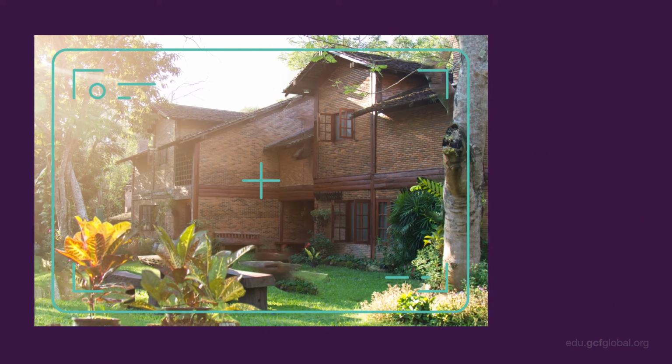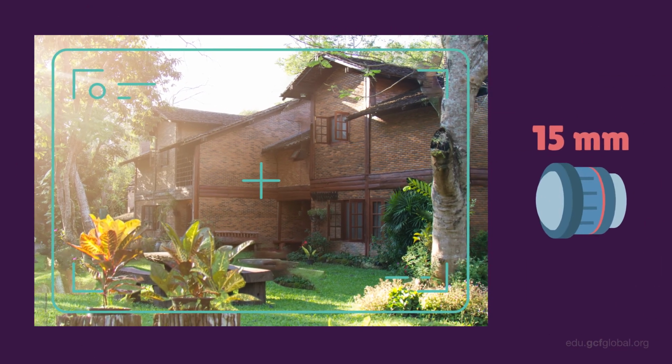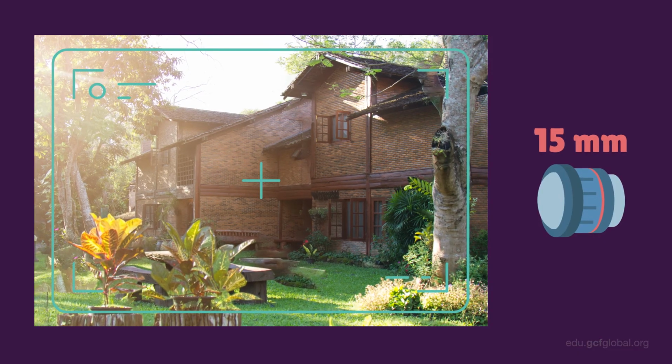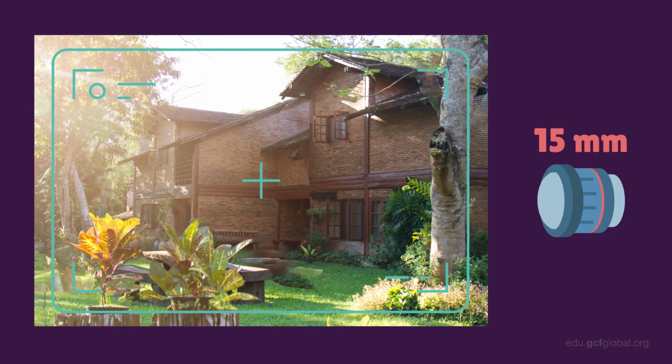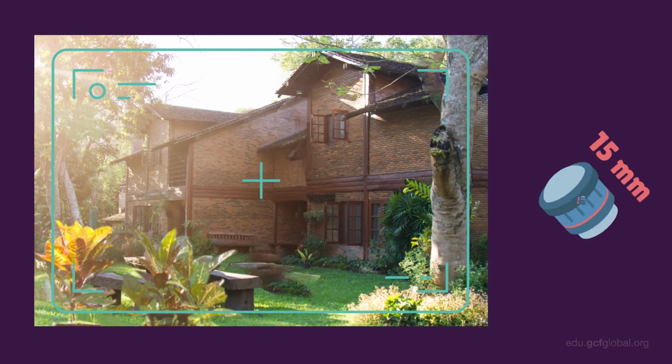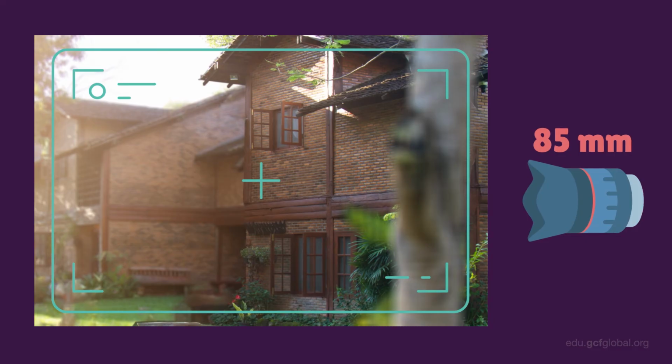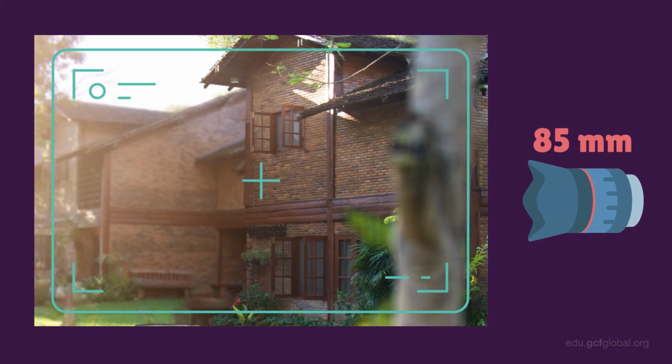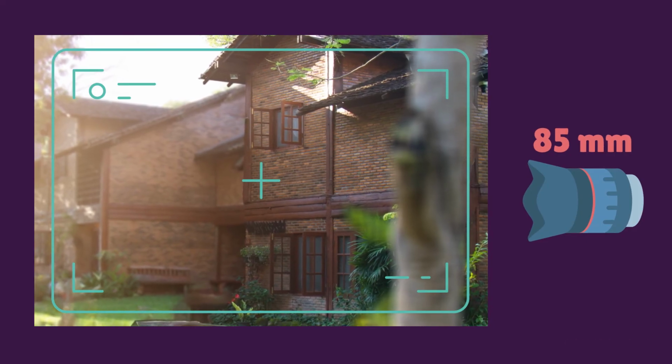Here's an example. Standing in the same position, if you use a 15mm lens, you'll see that the focus is quite even throughout the picture. But if you then use an 85mm lens, the perspective changes and some areas are now less focused.